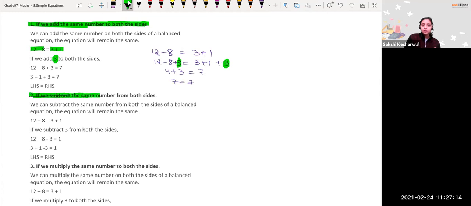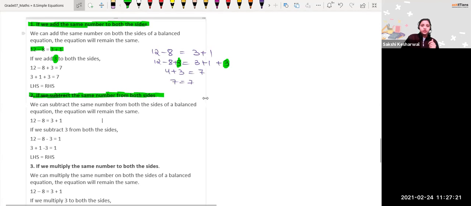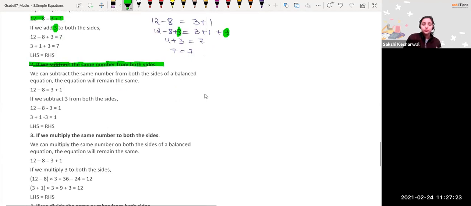If we subtract the same number from both sides, right? So it says 12 minus 8. It is called the balancing, okay? So it is called what? If we subtract the same number from both sides of the balanced equation, the equation remains the same. So you're going to subtract 3 from both sides. So it will become what, beta? 12 minus 8 minus 3 is equal to 3 plus 1 minus 3. So this is equal to what? 12 minus 11 is equal to 1. And the 3 and 3 cancel. So hence LHS equals what, beta? RHS, right or not, right?